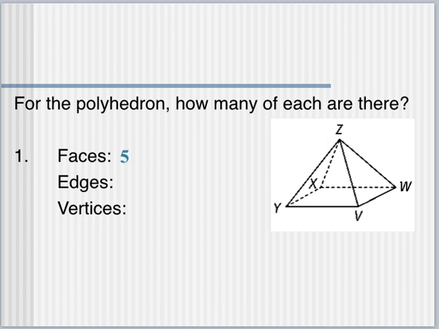Once you start getting to the edges, there tend to be a lot of those, so personally I recommend highlighting them as you count to make sure you don't miss counting one of them. So on the picture, highlight as you count the edges, the lines. There are 1, 2, 3, 4, 5, 6, 7, 8 edges.